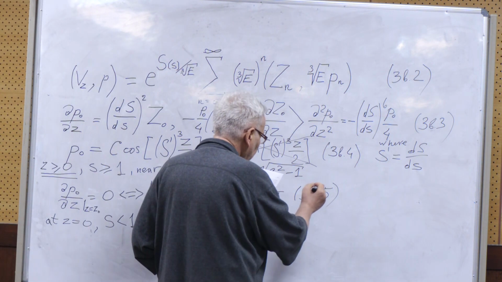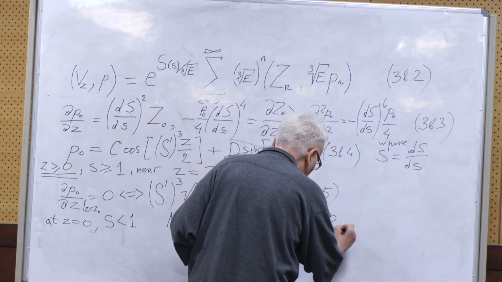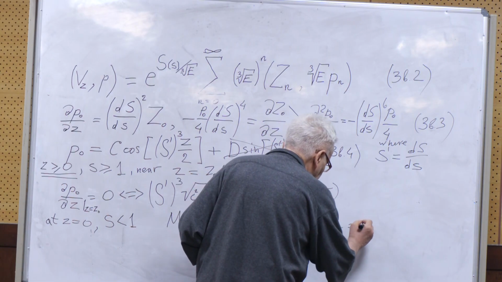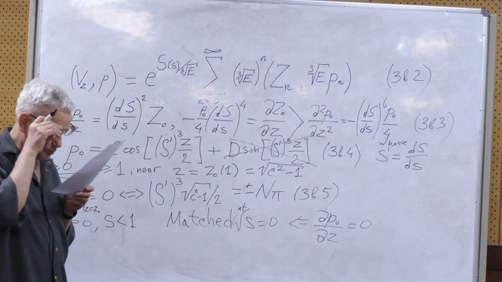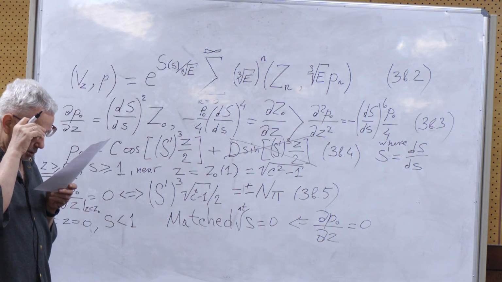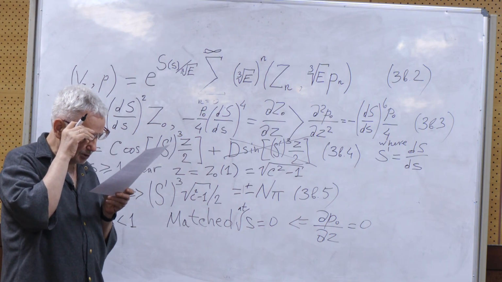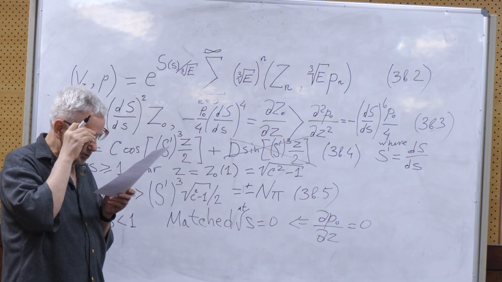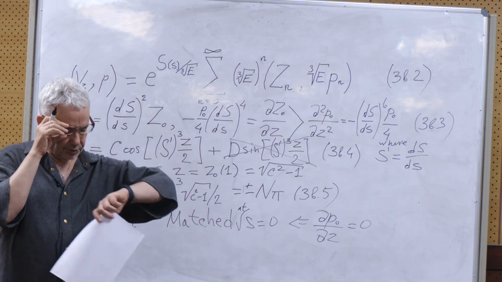dp by dz is equal naught at this matching. And actually this is a geostrophic condition, and it's satisfied through matching with the main shear layer at the thickness E to the 1/3.